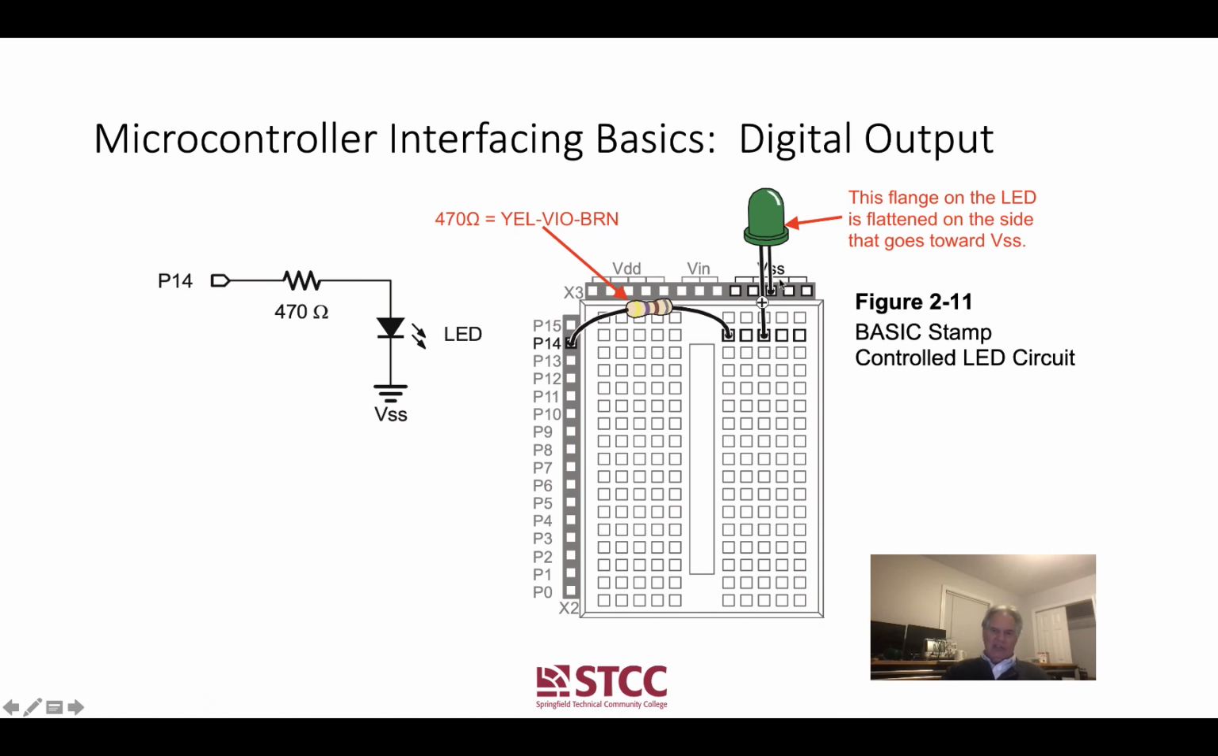So one side of this LED is plugged into VSS. The other side, which is the anode, is plugged into one of the rows of 5 connected holes. One of the other holes in that same row is connected to a resistor, a 470 ohm yellow, violet, brown resistor. The other end of that resistor is plugged into the hole for P14, which is the second hole from the top of that black 16 by 1 header that's right next to the white prototyping area, or breadboard.